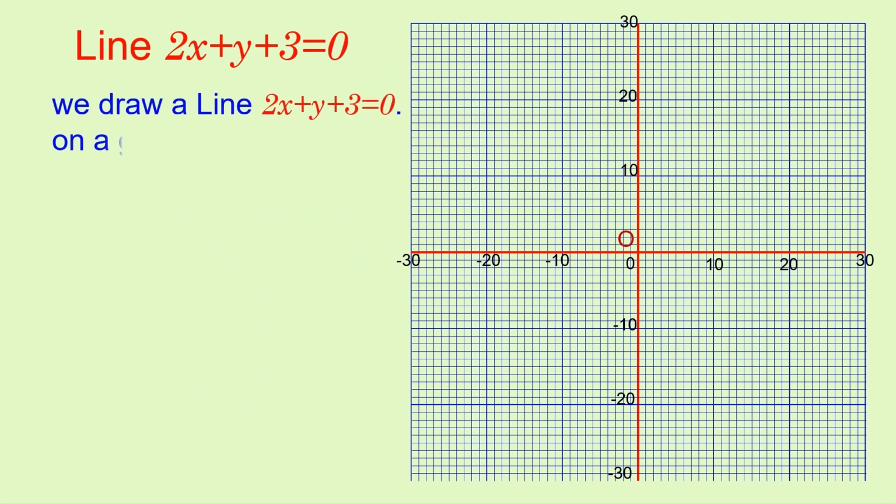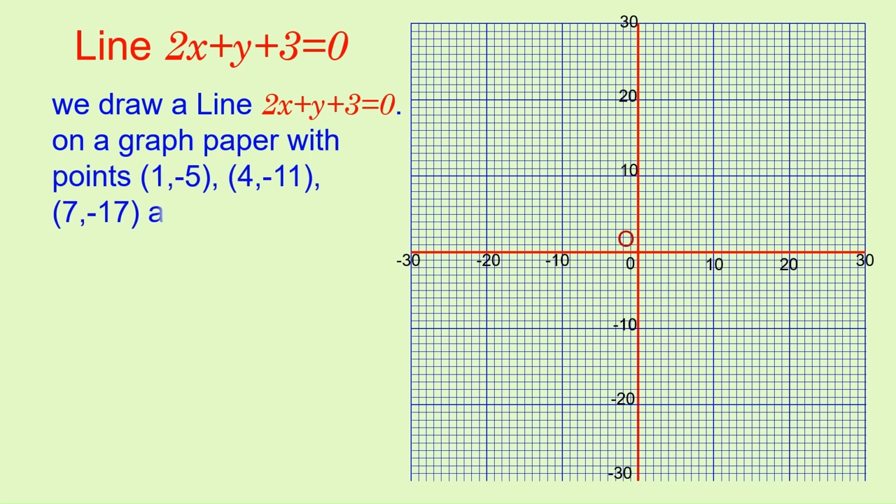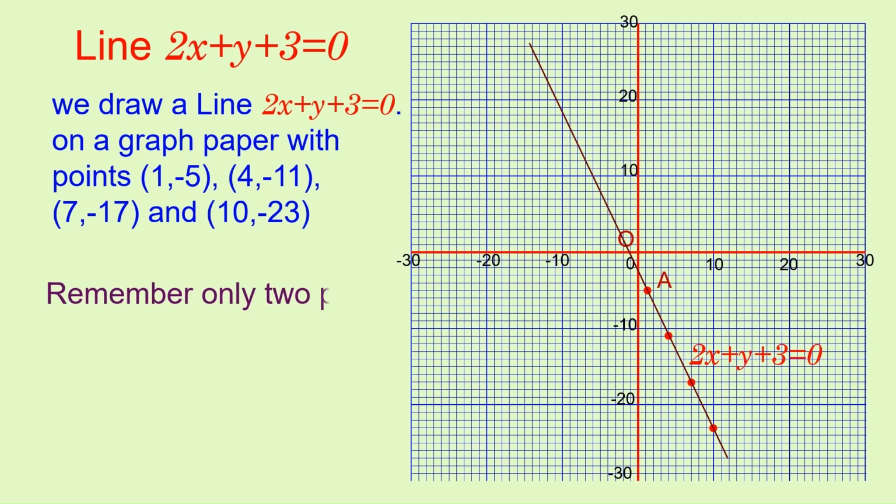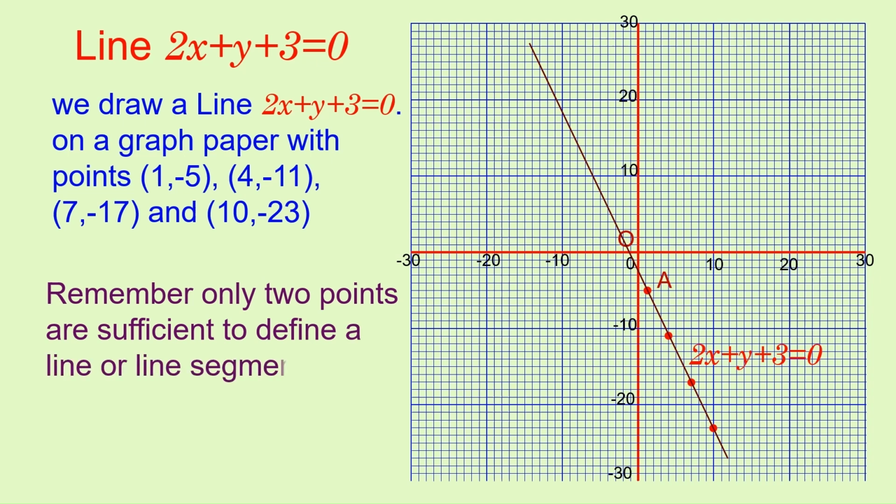Line 2x plus y plus 3 equals 0. We draw the line 2x plus y plus 3 equals 0 on graph paper with points (1, -5), (4, -11), (7, -17), and (10, -23). Remember, only 2 points are sufficient to define a line or line segment.